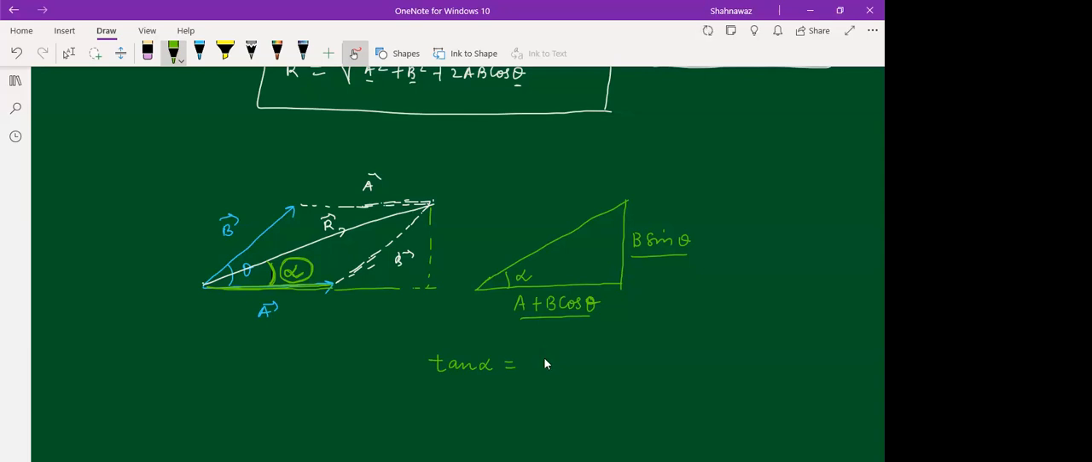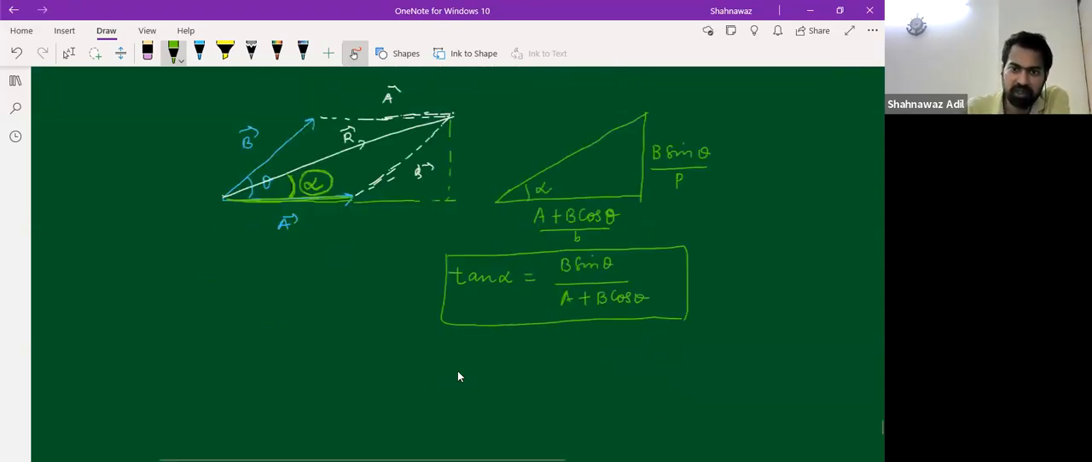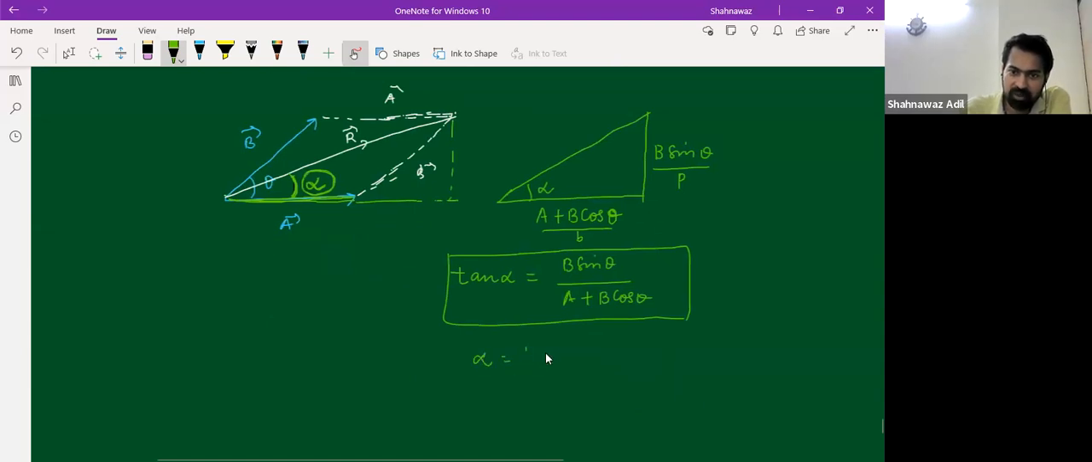B sin theta, whole divided by A plus B cos theta. Yes, absolutely right. So this is the angle. And if you want to find out this angle, it would be tan inverse of B sine theta over A plus B cos theta. So this is the angle that we need to find.